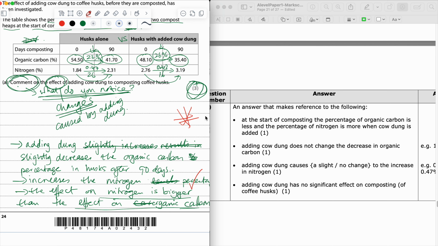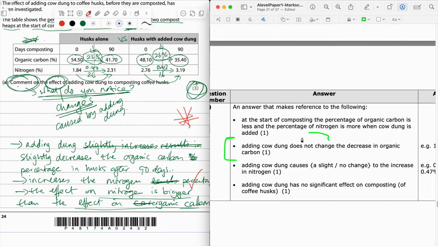Because I think all the changes were very subtle, but some changes they're calling not significant or no change, whereas other ones they are calling a little bit. So for this marking point, I said that there was a very slight decrease in the carbon, but they have gone with no change. Okay.